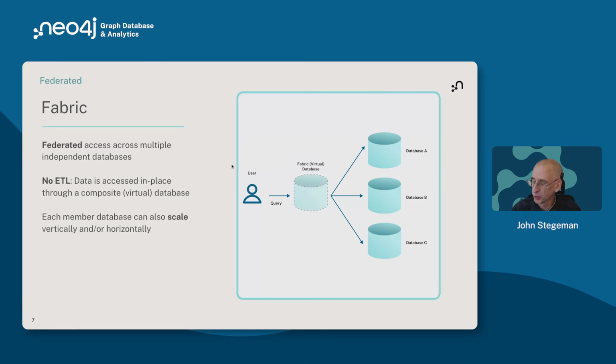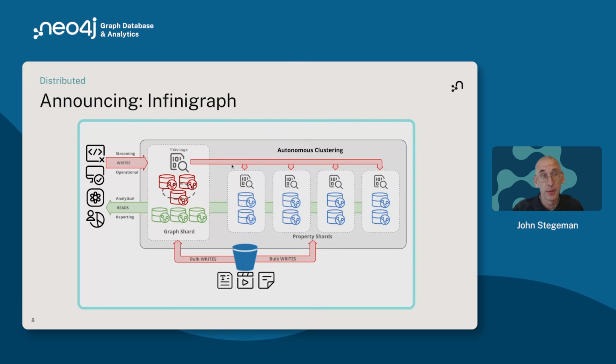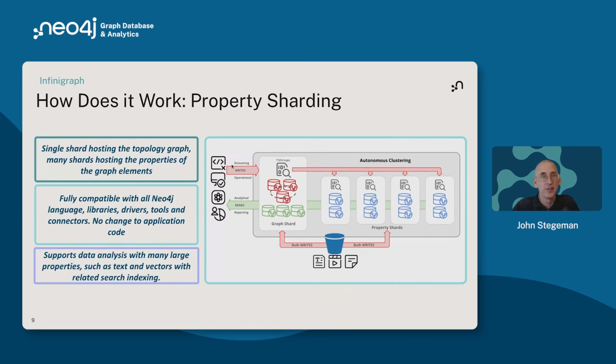All right, so we've talked about vertical scalability. We've talked about replicated horizontal scalability, and federated horizontal scalability. Now comes the really exciting part, where I'm going to introduce something. Neo4j is introducing something brand new for distributed scalability, and that something is called Infinigraph. Now, what is Infinigraph? Infinigraph is an architecture for doing distributed scalability in a Neo4j graph database.